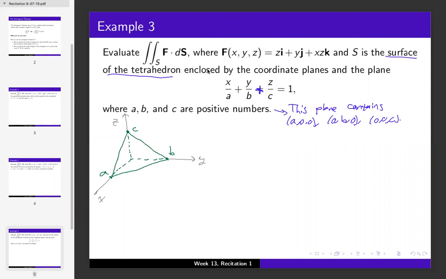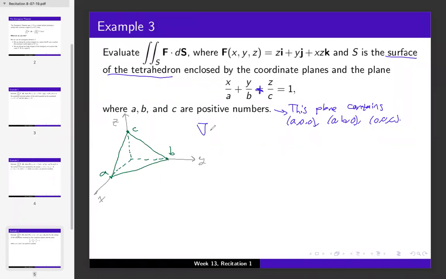No, you can do it directly, but it's not really advisable because you have 4 different surface integrals that you have to deal with, and one of them is slanted, so that might be a little bit frustrating. So let's try doing this without doing this directly. Let's try using the divergence theorem.